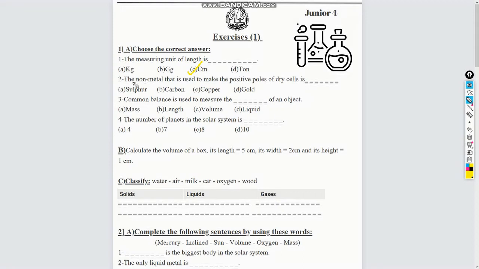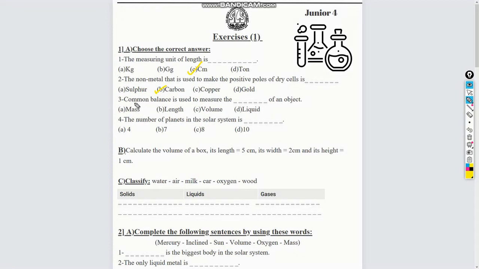Number 2, the non-metal that is used to make the positive poles of dry cells is, yes, correct, it is carbon. Carbon is the only non-metal that is good conductor of electricity. That is why it's used to make the positive pole of a dry cell or battery.